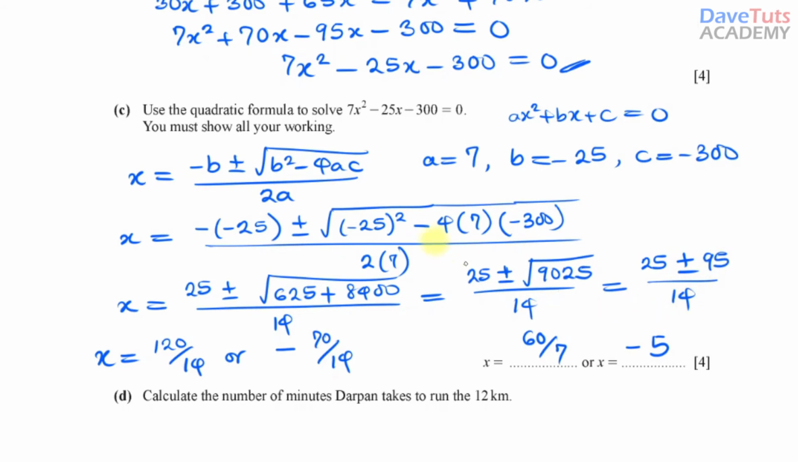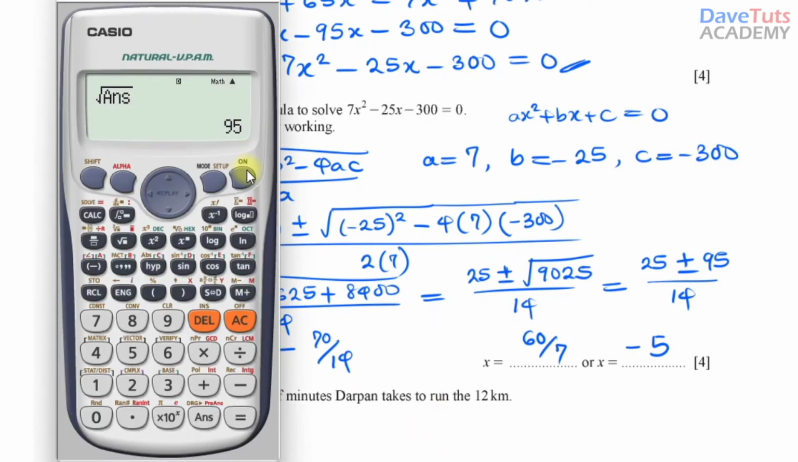So you can see the consistency with which we work this out, and we just shied away from using our calculator. You can actually use the calculator to solve this. You go to the equation mode, which is 5. Then we have a quadratic equation, which is 3. What is a? That is 7. What is b? It is minus 25. And what is c? It is minus 300.